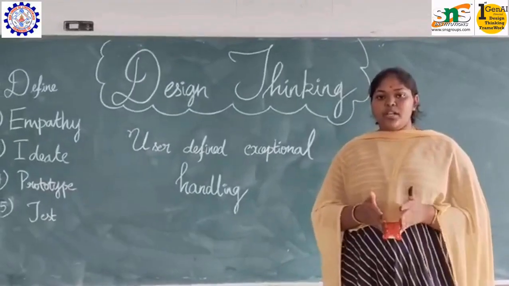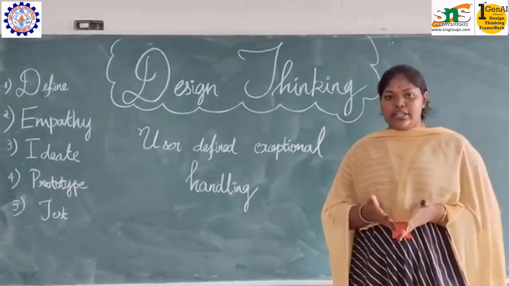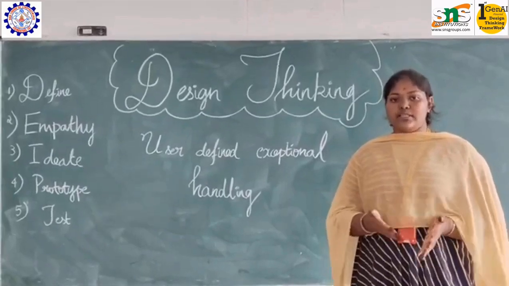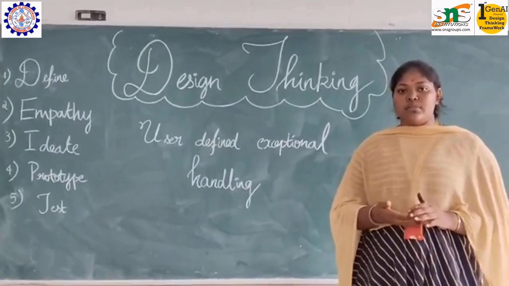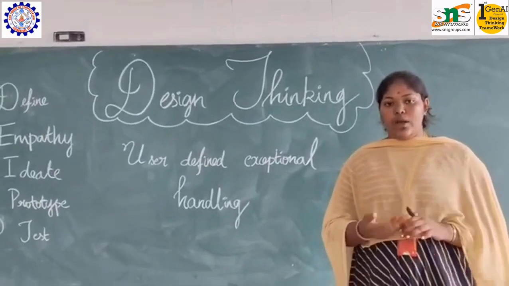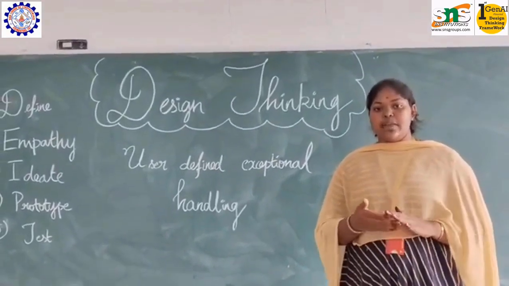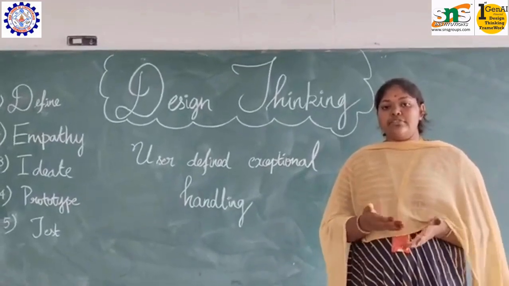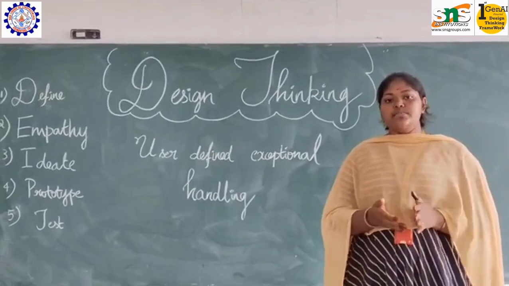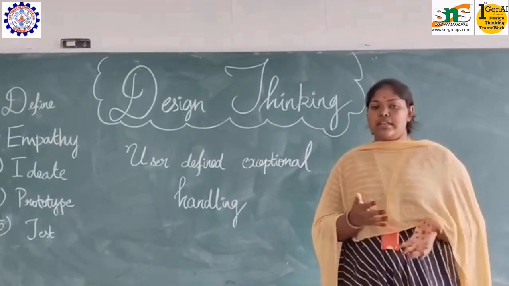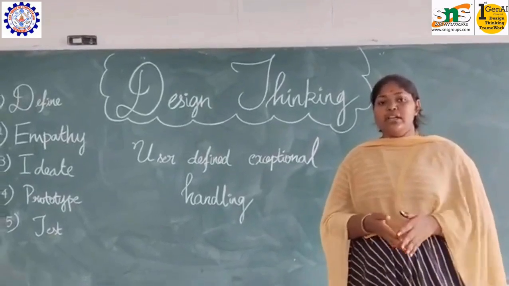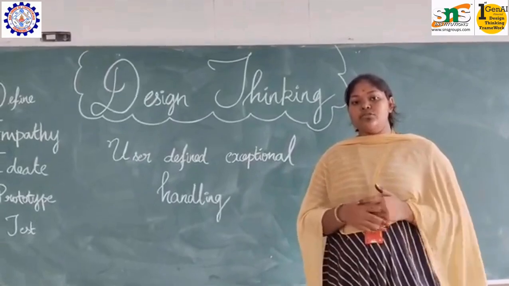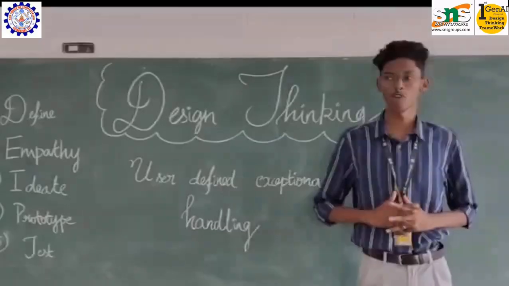With empathy and user-defined exceptions, you understand the user's mind. If they mistakenly enter a wrong value, define a custom exception like invalid age exception. You show a clear, friendly message: Oops, age must be a positive number, please re-enter it. Why it matters? It reduces user frustration, builds trust in the system, and guides the user towards the correct behavior.